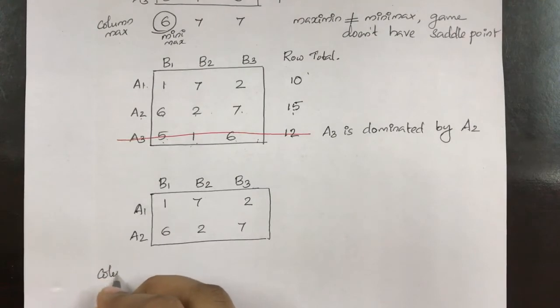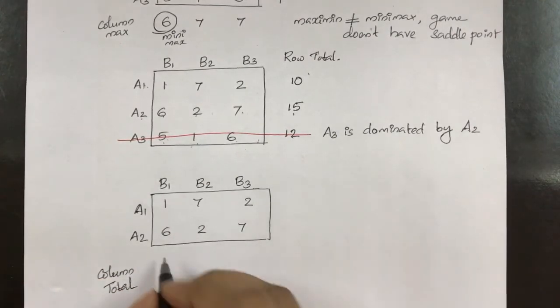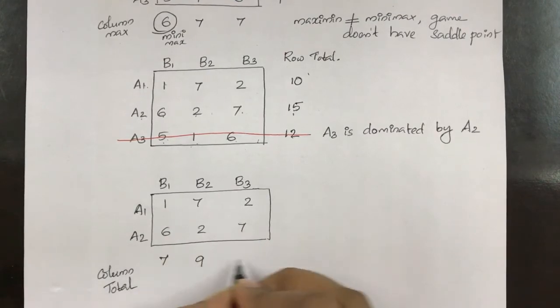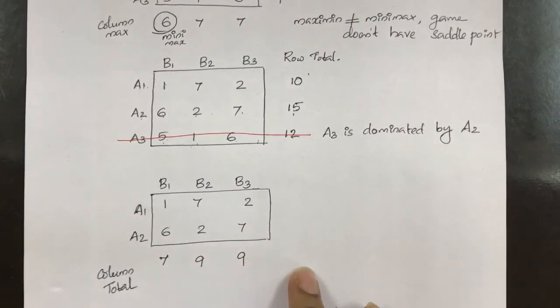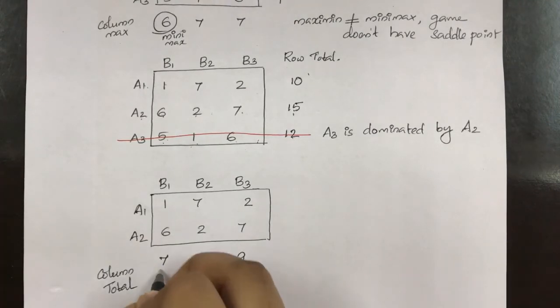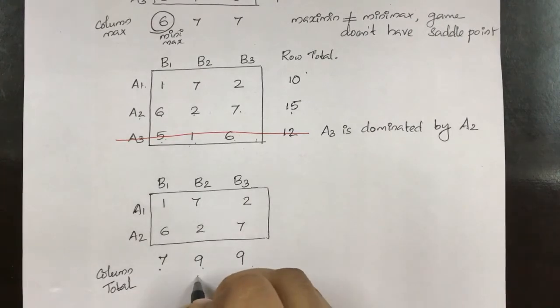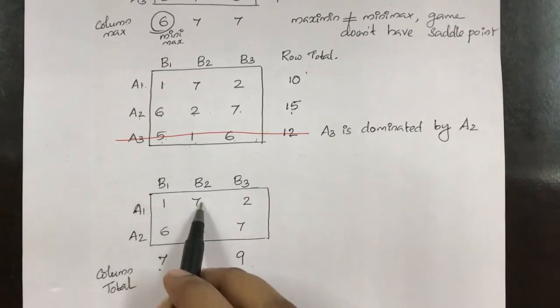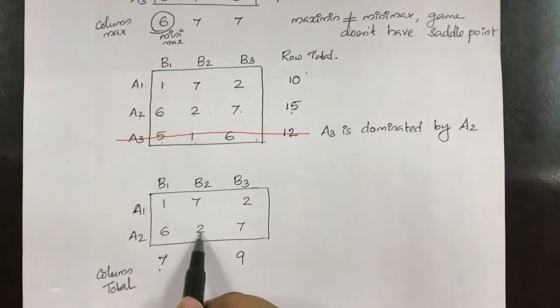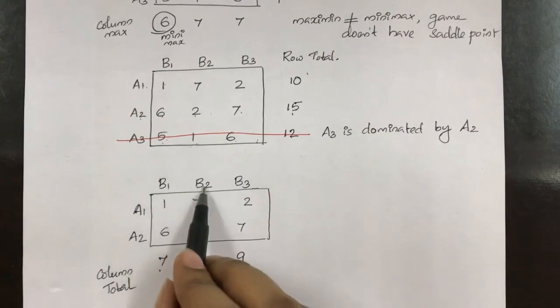Now I am going to apply column dominance. For that we need to find the column totals: 7, 9, 9. Among these we choose the lowest. This is the lowest. I am going to compare it with the highest column total. Since it is a tie, I am going to take the first 9, B2. 1, 7 has the highest; 6, 2: here it is highest, here it is lowest. So there is no dominance between B1 and B2.